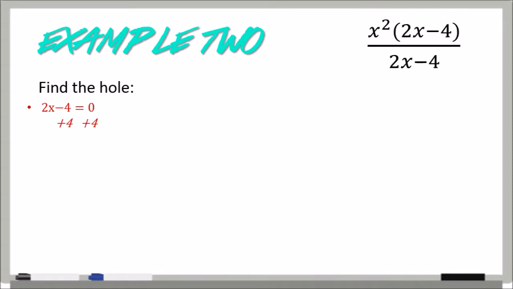We add 4 to both sides, and then divide both sides by 2. We then have x equals 2. Therefore, x equals 2 makes the denominator 0. We then replace the x's in the numerator with 2. We then find the numerator to be 4 times 0, or 0. The numerator and the denominator are both 0 when x equals 2. We have found the hole in the graph.